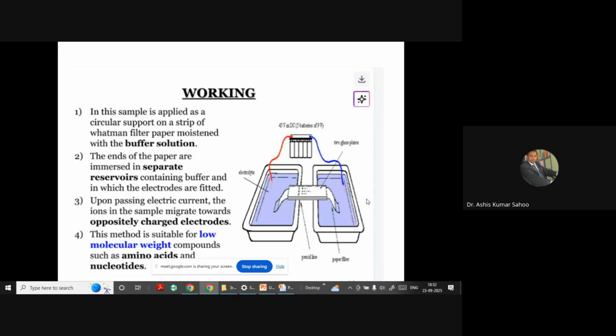Here the paper will be moistened with a water solution. The two ends are dipped in different jars. So one end is the anode, and the other is the cathode. When the electric power is on, the charged particles separate from each other. The oppositely charged electrodes will attract the oppositely charged particles. In this way we can separate the charged particles.